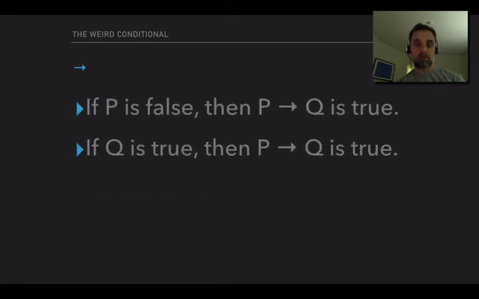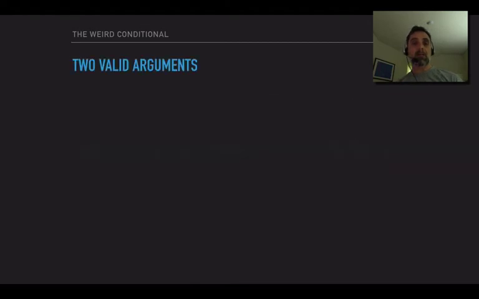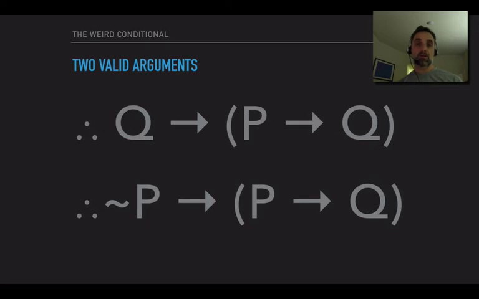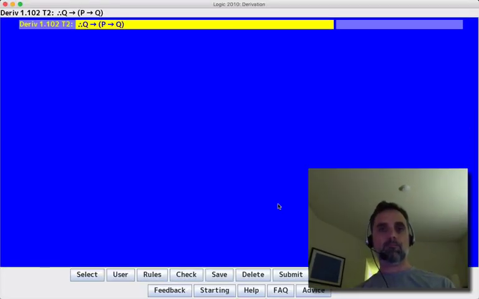And there they are. Those are weird things about the conditional, and they're reflected in our derivation system. So these two arguments, Q, therefore, if Q, then if P, then Q, that sentence is derivable. And also the sentence, if not P, then if P, then Q is also derivable. And I'm actually going to now show you how those derivations go.